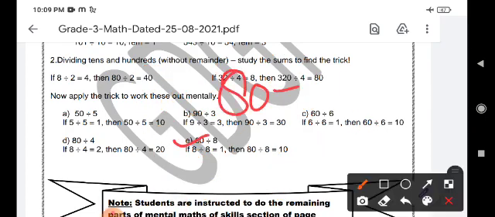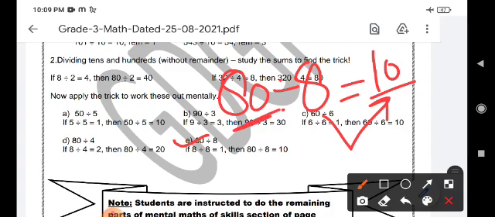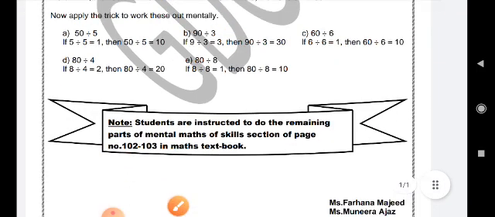80 divided by 8, that is, we know very clearly 8 tens are 80. So this we can do in just 1 second.